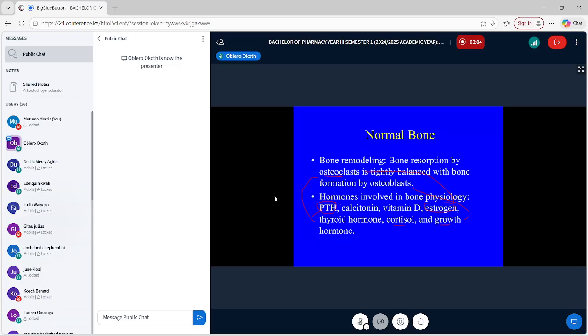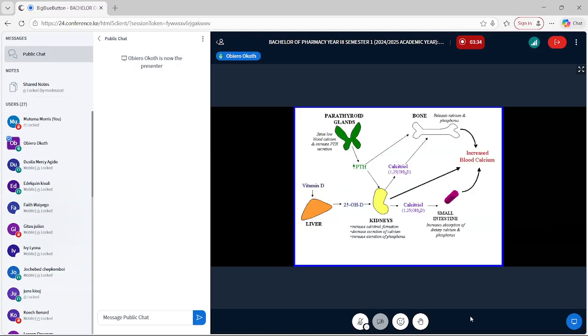So the effect of many of these hormones on the bone will be on the balance between osteoclasts and osteoblasts, and that's normally what we call bone remodeling. Bone remodeling basically is a balance between the osteoclasts breaking down bone versus the osteoblast laying down bone. Okay, that's what we are saying.